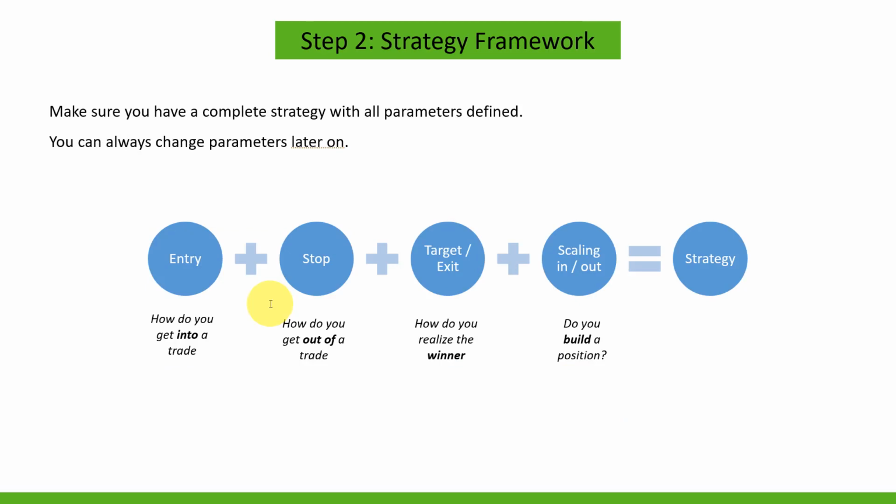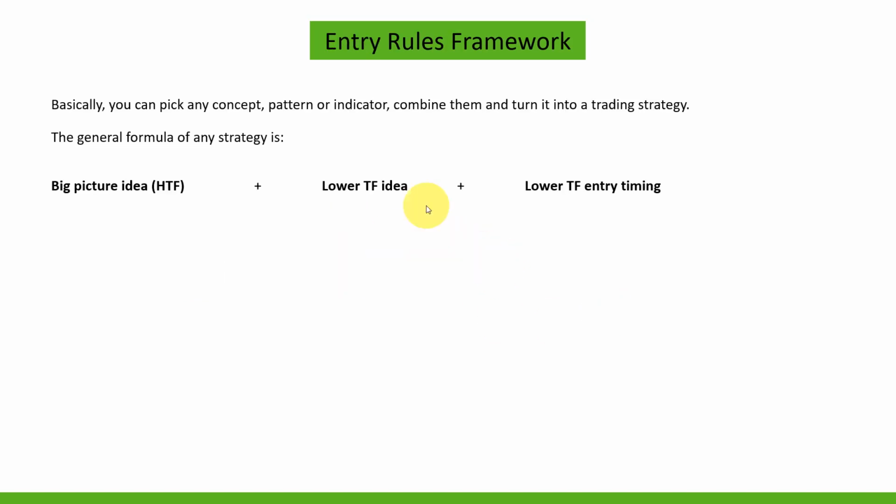Step 2, once we have our rough idea, we have to fill the complete strategy framework. So we have to think about what defines our entry, how do we set stops, how do we set targets, do we scale in and out, yes or no? And all of those components we need to define, because those are then helping us do the backtest. If we don't have rules, we can't do the backtest because we don't know what we're going to trade.